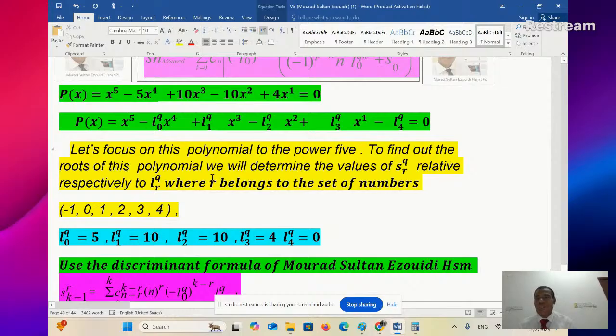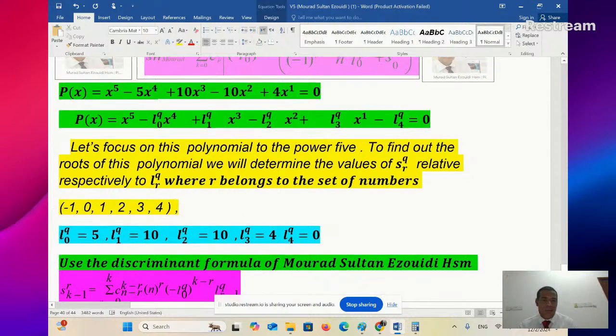To find out the roots of this polynomial, we should determine the values of S_r to the power q relative to L_r, where r belongs to minus 1, 0, 1, 2, 3, and 4, because the highest power is 5, so n minus 1 will be 4.